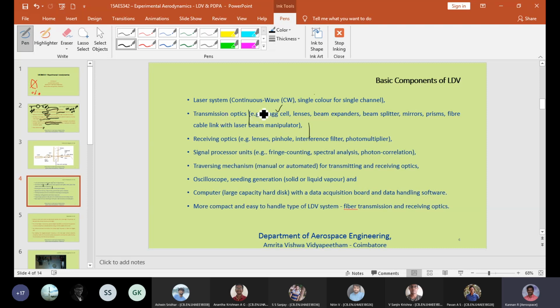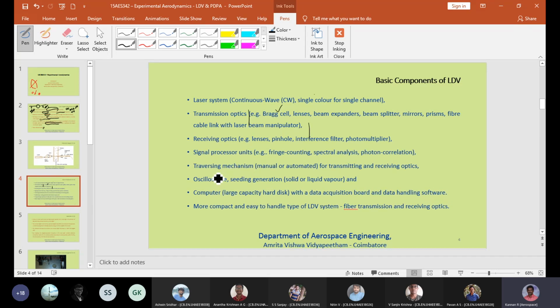We know that the transmitted light itself gives a set of waves, and the receiving optics, after the light passes through and gets reflected, comes back here, and they are superimposed one over the other. Then we go to the signal processing unit. What parts are there? The fringe counting, spectral analysis, and photon correlations are part of the signal processing unit. Sometimes we also need a traversing mechanism. Now most cases go for automated transmitting as well as receiving optics, for capturing the transmitting and receiving optics.